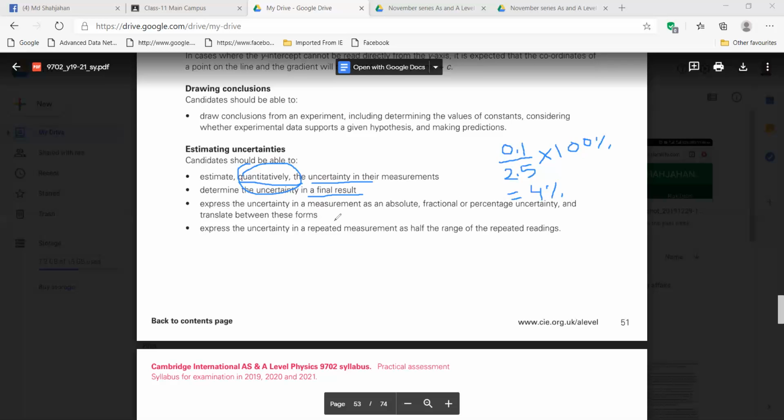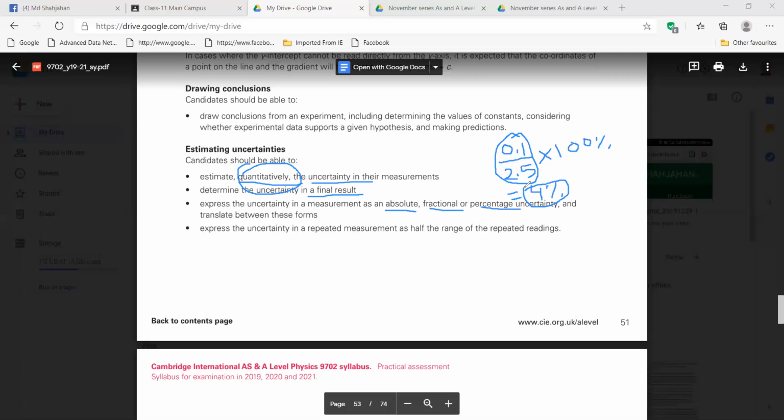Express the uncertainty in a measurement as an absolute, fractional, or percentage uncertainty and translate between these forms. Okay, so they gave here three things: one is absolute uncertainty, another one is fractional uncertainty, and the other one is percentage uncertainty, right? So here you got this one, this is giving you fractional uncertainty. This one is giving you percentage uncertainty.